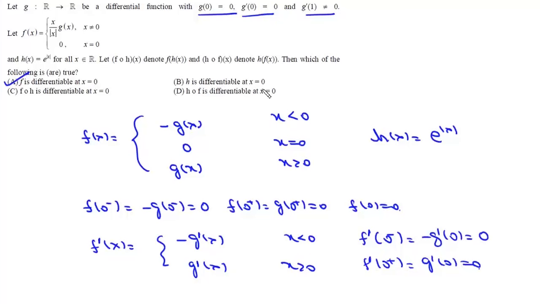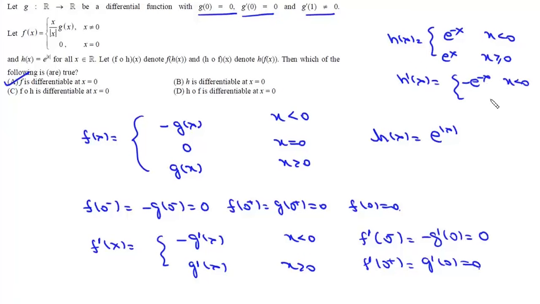Now h is differentiable at x equals 0. Now if we look at this h(x), it is basically e to the power minus x when x is less than 0, and e to the power x when x is greater than or equal to 0. Now we differentiate this. h dash x will be minus e to the power minus x when x is less than 0, and will be e to the power x when x is greater than 0. Now h dash 0 negative, it will be minus e to the power 0, which is minus 1, and h dash 0 positive, it will be e to the power 0, which is plus 1. So h(x) is not differentiable at x equal to 0.